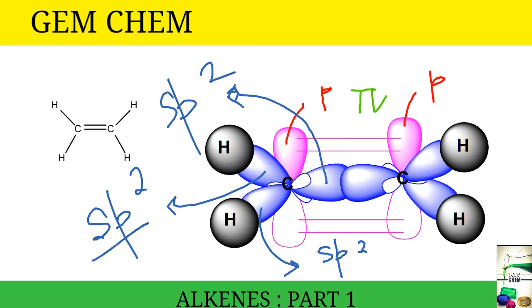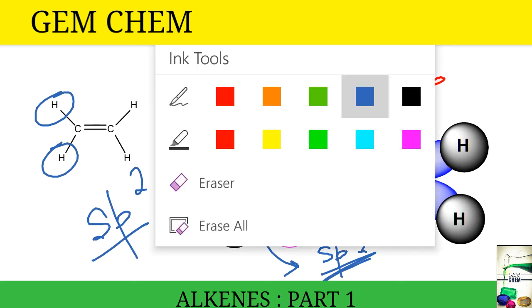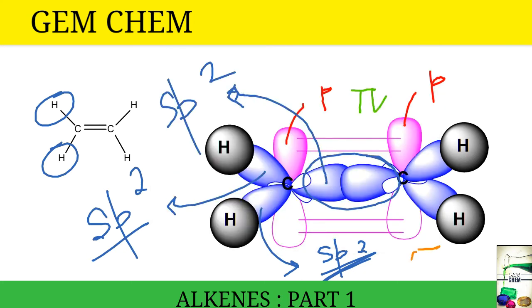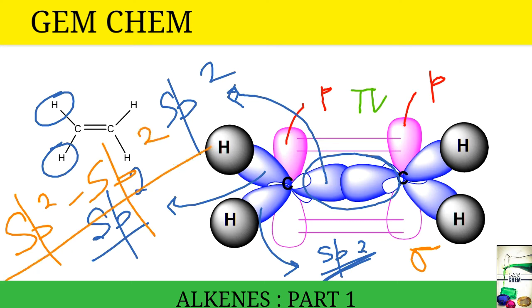Two sp2 hybrid orbitals form bonds with hydrogen, whereas the other sp2 hybridized orbital forms a sigma bond with the other carbon. The sigma bond is formed by interaction of two sp2 orbitals. We have already discussed that hybridized orbitals are stronger in bond formation than the normal orbitals. So the sigma bond is stronger than the pi bond actually.